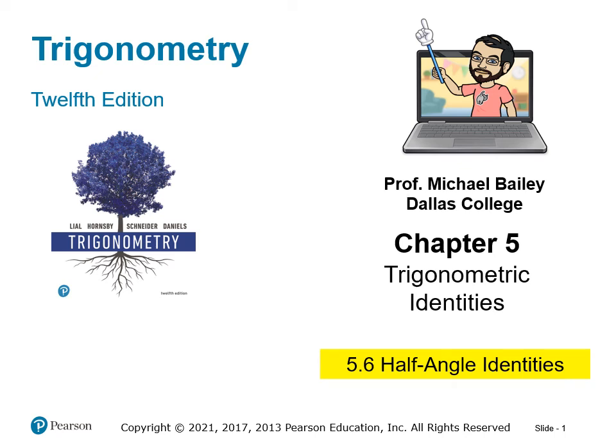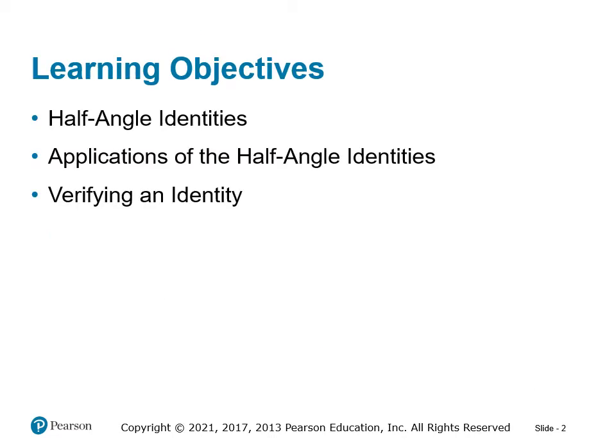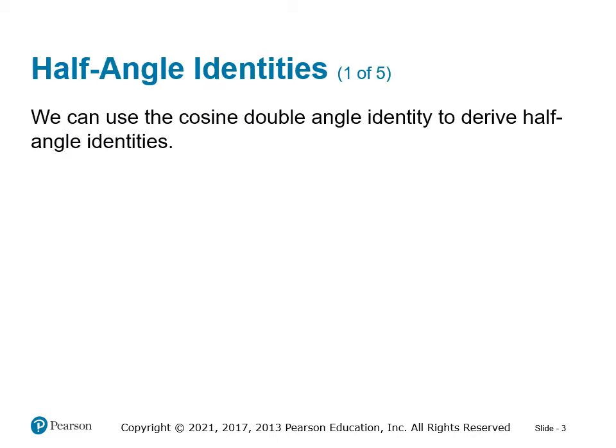So welcome to the lecture for chapter 5.6, and today we're going to be looking at half angle identities. We just looked at double angles, so now we're going the other direction. So we can use the cosine double angle identity to derive half angle identities.